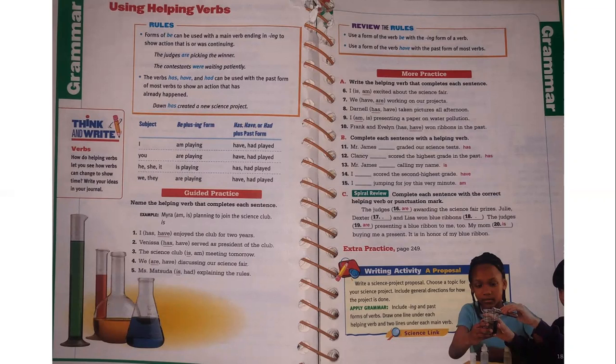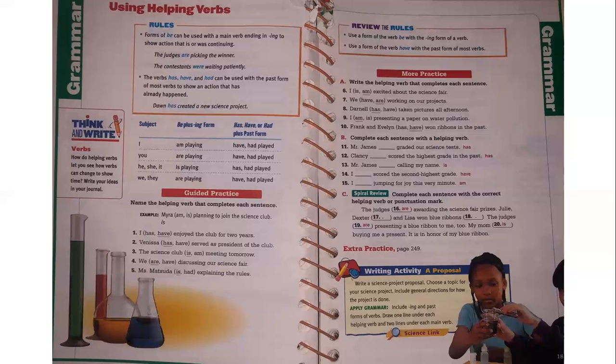Or if we are using the past form, we use the helping verbs has or had, has played or had played. And we and they are playing, so verb be plus ing, playing, and has, have, or had, have played or had played if this is in the past tense. Let's do some of these together.